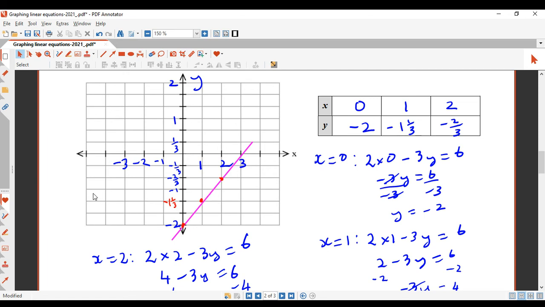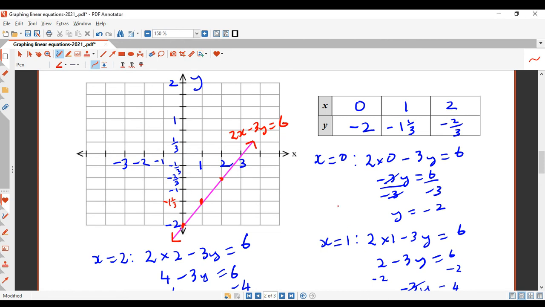All right, so there we go. And this point here should have been, well, the line should have gone right through there. All right, so that's my equation of my line. So, which was 2x minus 3y equals 6.